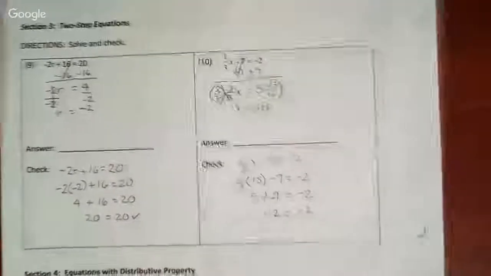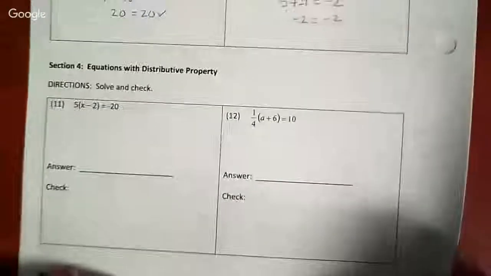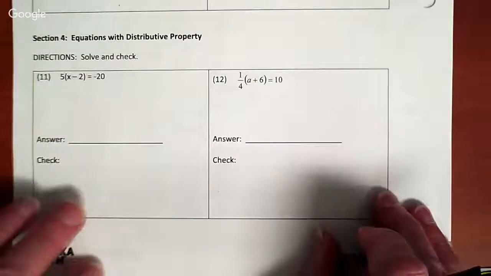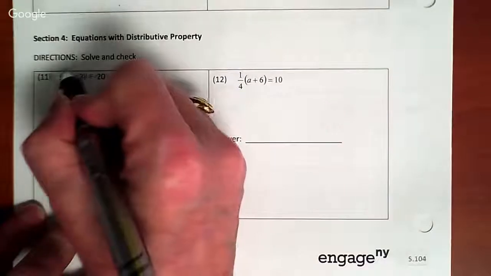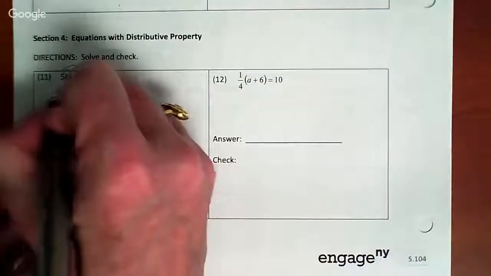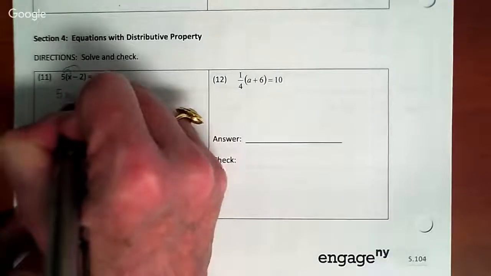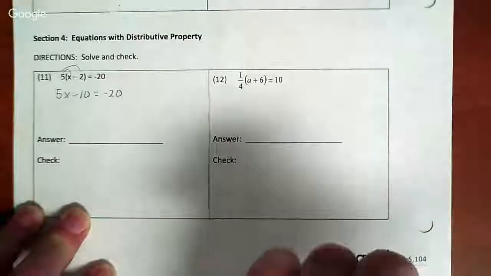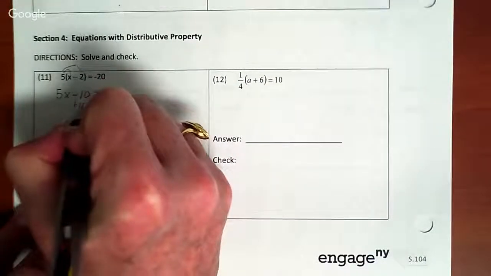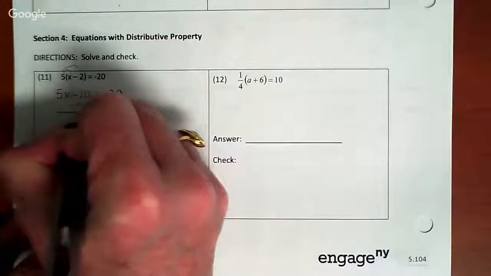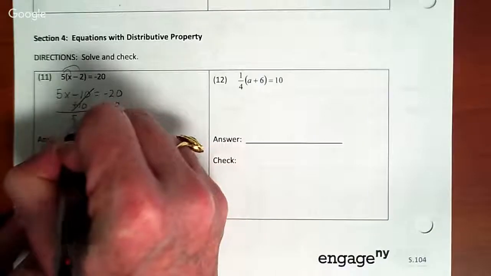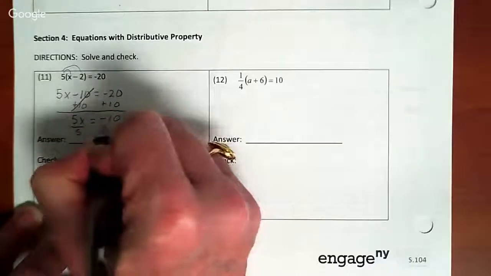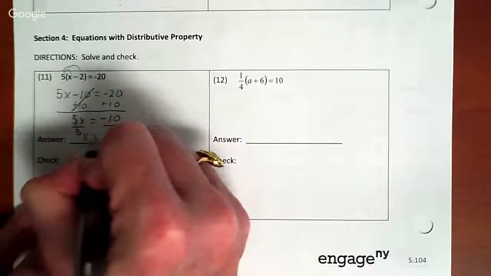Our next equation is a distributive property. So remember to distribute to the 5, to the x, and to the negative 2. So I have 5x minus 10 equals negative 20. Now we have a two-step equation. So we're going to add 10 to both sides. So I have 5x equals negative 10. Divide both sides by 5. And I have x equals negative 2.